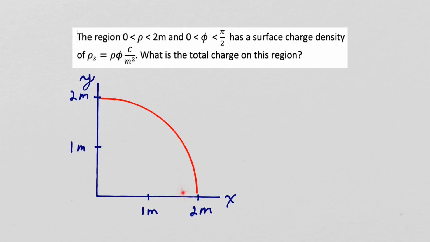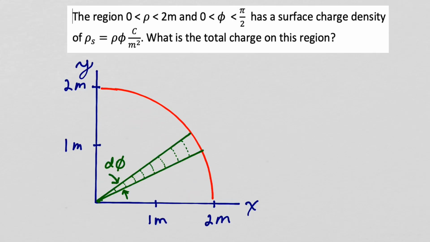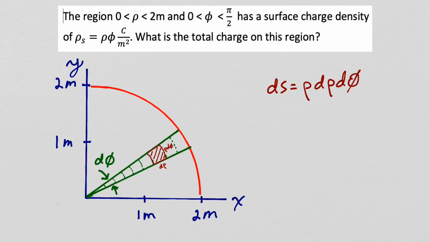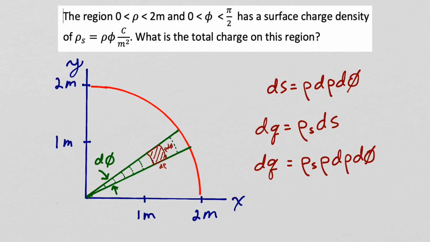Here I'm illustrating some of our differential surfaces. Let's focus on this one. So this side is of length d rho, and this side of length rho d phi. So this differential surface is equal to rho d rho d phi. So there's a charge associated with this differential surface. It's just the surface charge density times the area dS. So the charge associated with this differential surface is rho sub s rho d rho d phi.